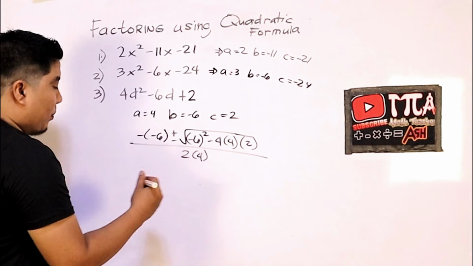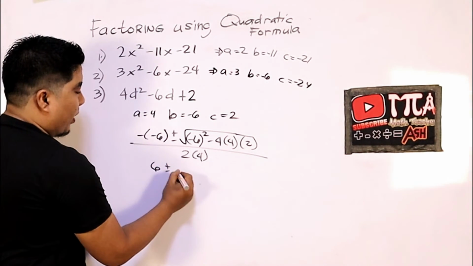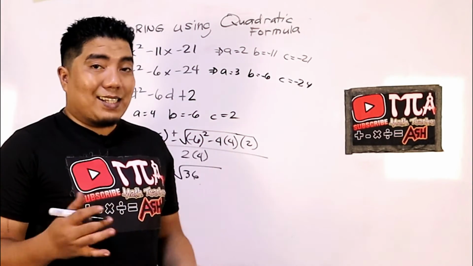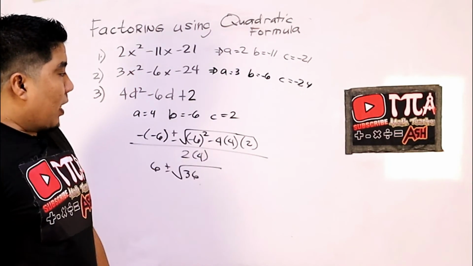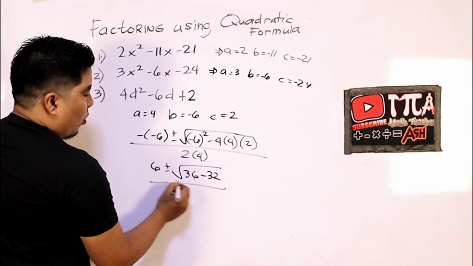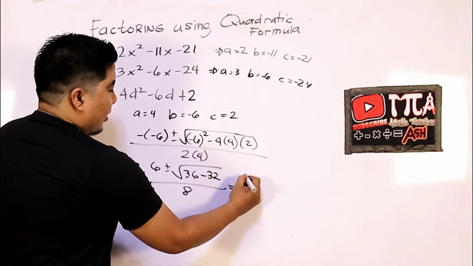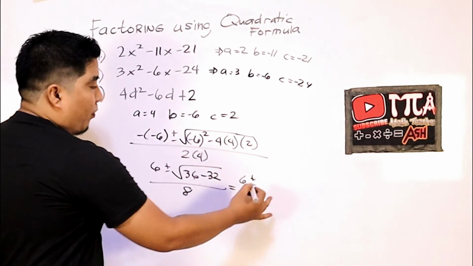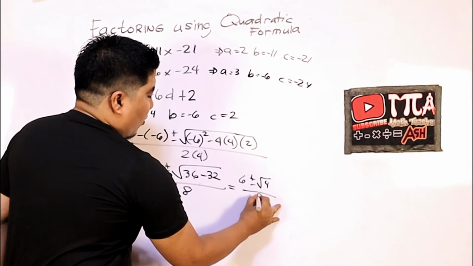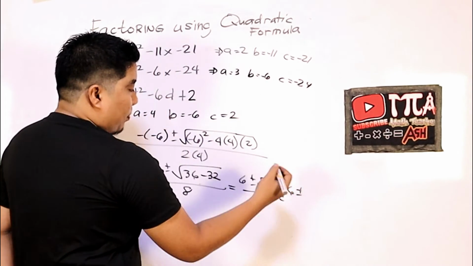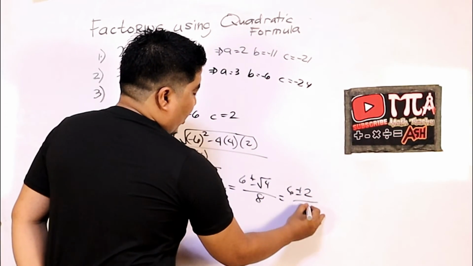So simplifying, we have 6 plus or minus the square root of 36 minus 4 times 4, that is 16, and 16 times 2 is 32, all over 8. So we have 6 plus or minus the square root of 36 minus 32, that is the square root of 4, over 8. The square root of 4 is a perfect square, so 6 plus or minus 2 over 8.